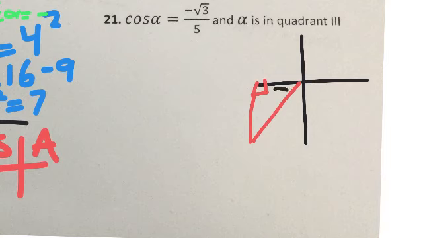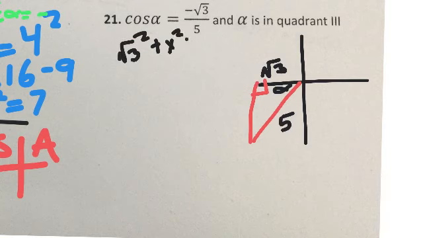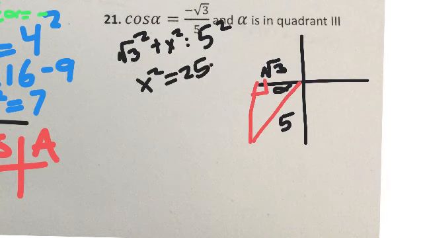Right, here's my central angle alpha. Cosine is the adjacent over the hypotenuse, which means my adjacent side is radical 3, my hypotenuse is 5. I can find the missing leg by using the Pythagorean theorem. So I'm going to have radical 3 squared plus the other leg squared equals 5 squared. So when I solve that out, x squared equals 25 minus 3, which means x squared is equal to 22, which means my missing side there is radical 22, which does not simplify.